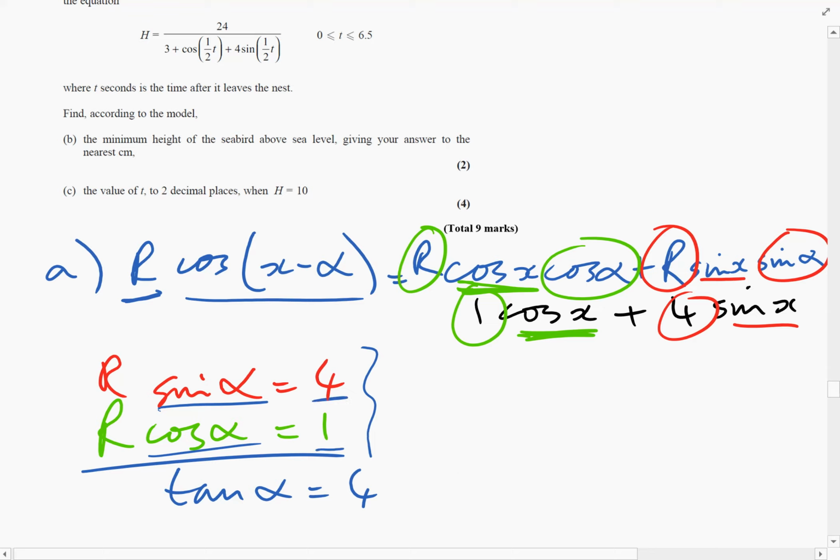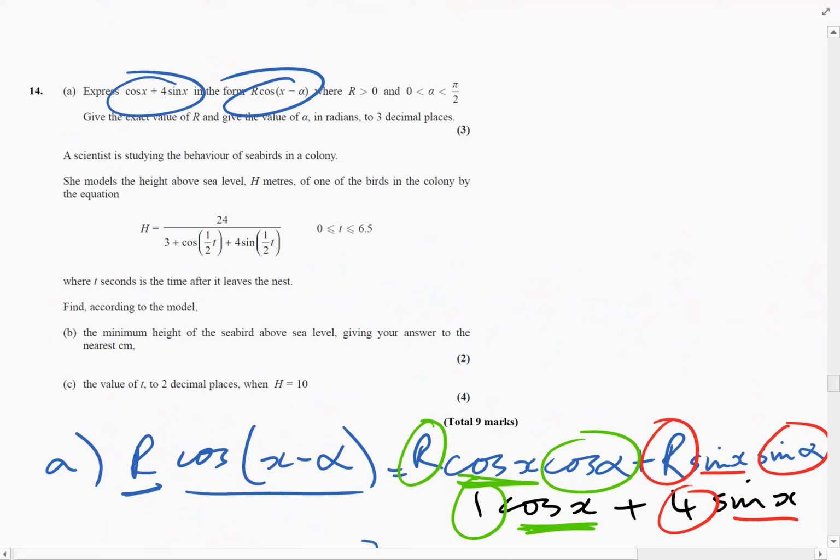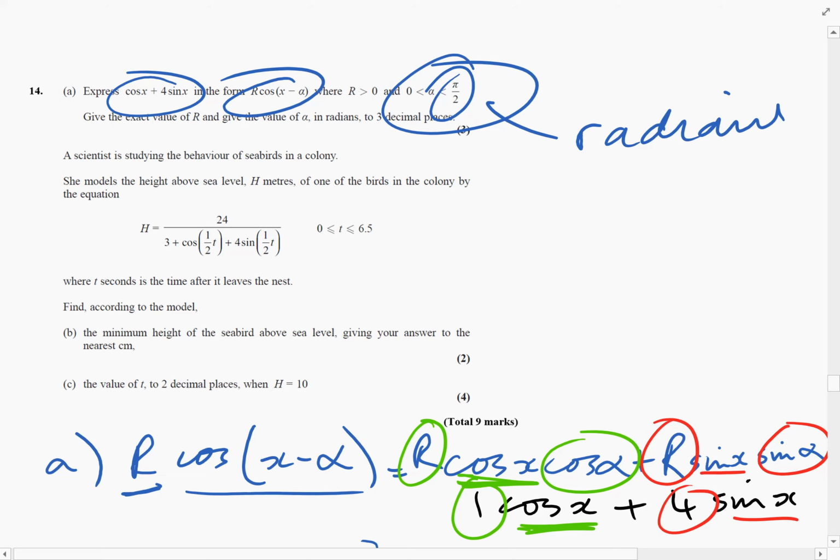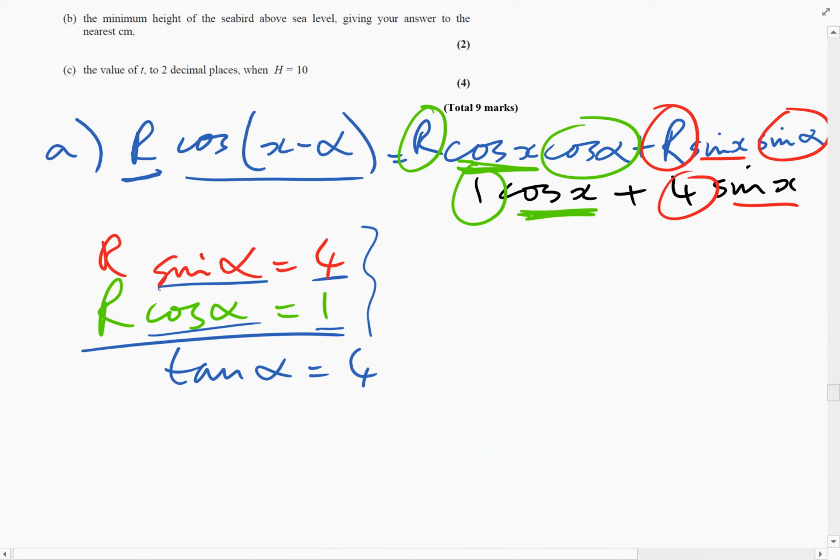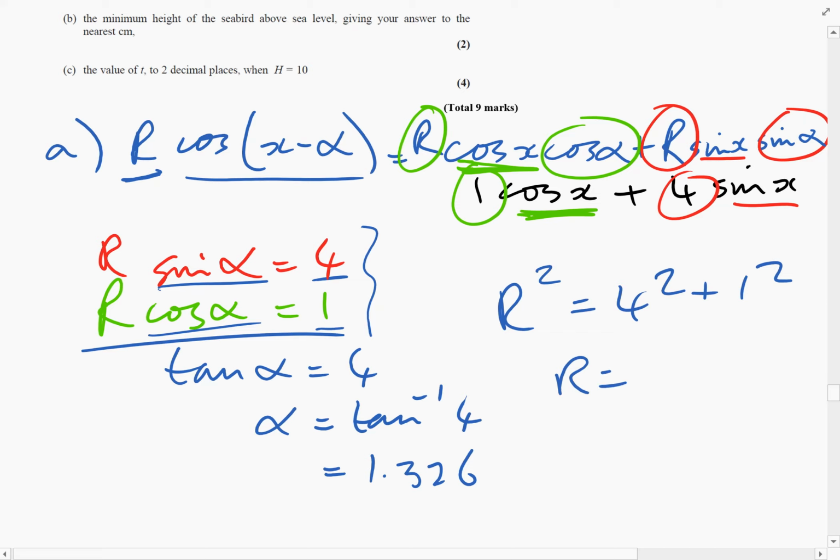Okay, so then you just do inverse tan on your calculator. Are we in degrees here? Let's have a look. No, we're in radians because you've got a pi there. So make sure you calculate in radians and give your answer to 3 decimal places. So alpha is inverse tan 4. So you're going to get 1.326. And now this is just using Pythagoras. So R squared is 4 squared plus 1 squared. So R is going to be the square root of 17.